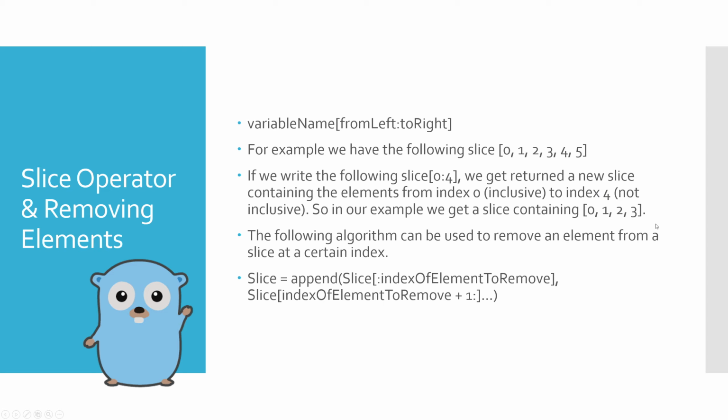And then I will show you an algorithm that we can use to remove an element from a slice at a certain index. So this is the algorithm. Slice equals append(slice[:index of element to remove], slice[index of element to remove plus 1:]...). This will make more sense once we go through an example in code. But this is the algorithm to remove an element from a slice at a certain index.